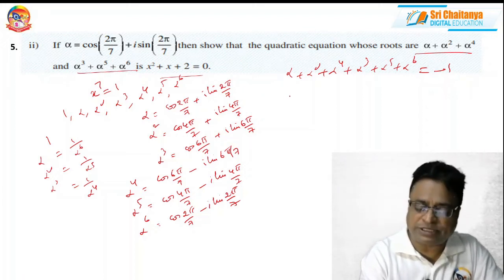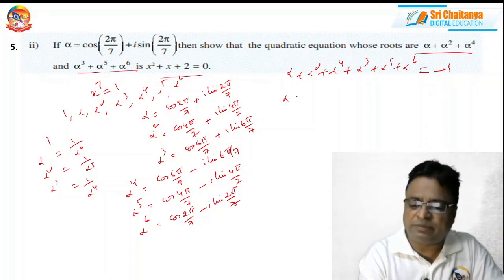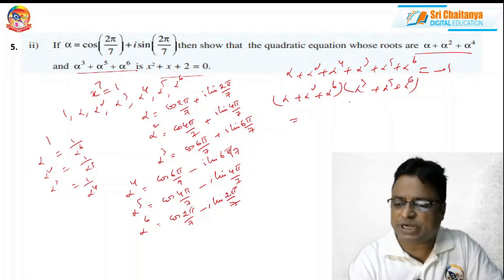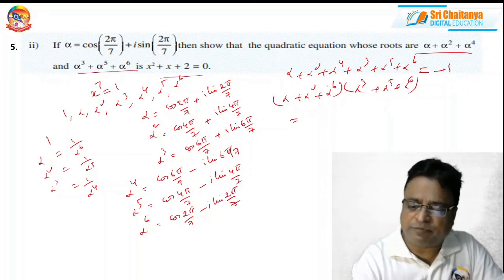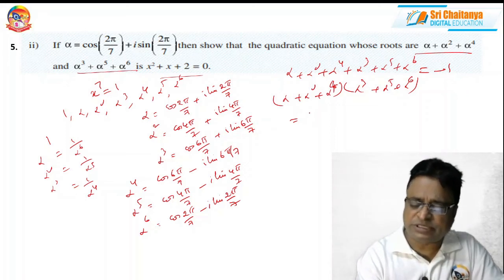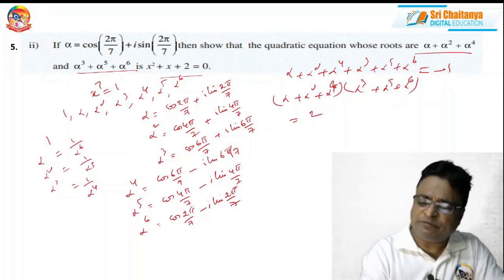Similarly, you find the product. That means alpha plus alpha square plus alpha power 4 into alpha cube plus alpha power 5 plus alpha power 6. You find this product, you will get the product of the roots as 2. So the sum of the roots is minus 1 and the product is 2.